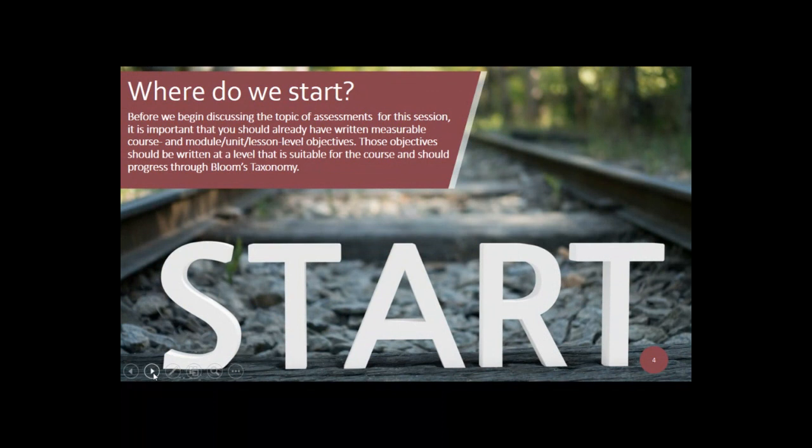So where do we start with this process? Before we begin discussing the topic of assessment for this session, it's important that you should really have written measurable course and module, unit, level, whatever you want to refer to them as, objectives. Those objectives should be written at a level that is suitable to the course and should progress through Bloom's taxonomy. So with that, we're going to look specifically at Bloom's in a minute, but you always want to make sure that that base level of knowledge is there. And so that's the very bottom, the levels 1 and 2 of Bloom's.